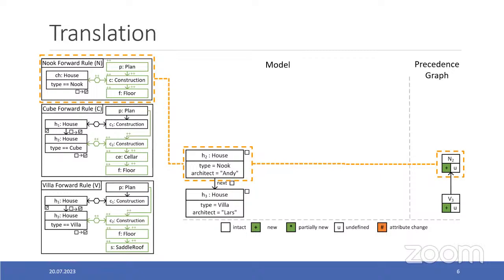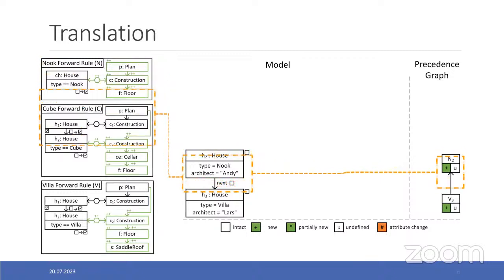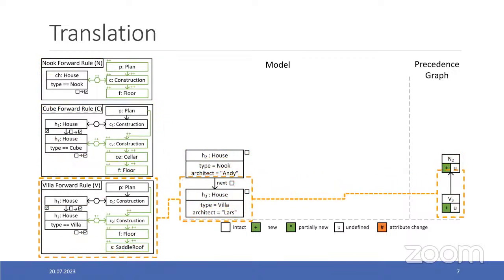And this plus tells us that this element, this Nook house, is completely new. You probably want to translate it. The U on the other side tells you it's basically undefined. You're not sure what is there. At least you do not know that there is nothing on this side. And very similar for the other node that we have, we know it's an incomplete villa rule application. And this edge between the villa rule and the Nook rule application basically tells us that before you can translate the villa, you have to translate the Nook.